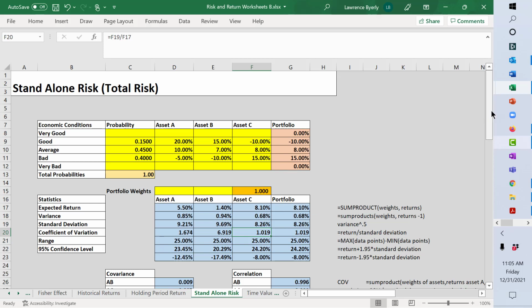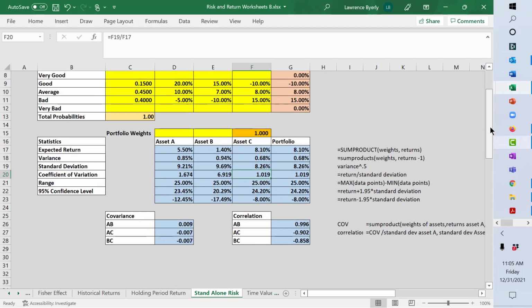So in this case, again, you can still see that the coefficient of variation, which is the amount of risk for every 1% of return, is still the lowest. Now, the thing that we can do, we can look at a couple other statistics. Let's look at correlation. How are these assets related? A and B are positively related. It's a pretty high correlation, 0.996. But A, C, and B, C are negatively related. Again, a pretty high negative correlation.